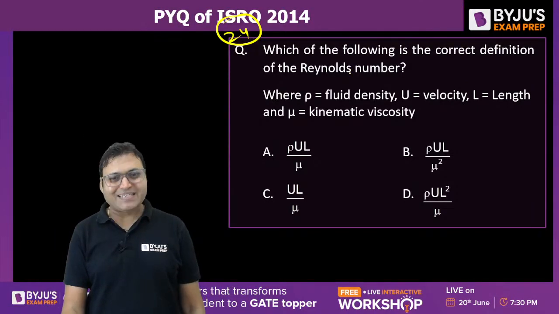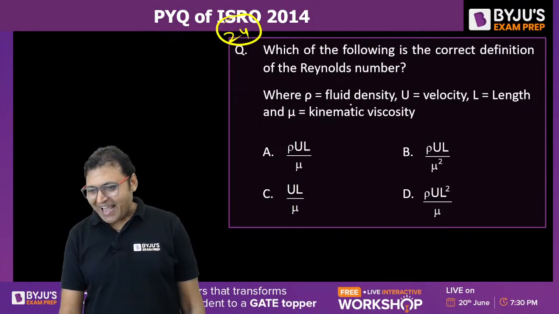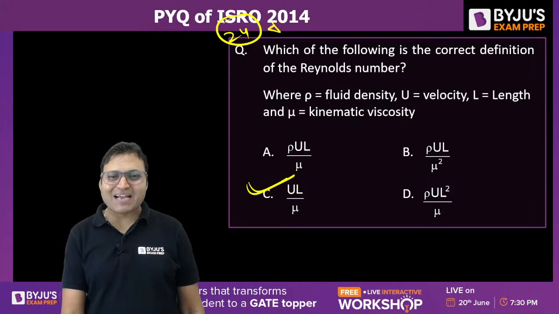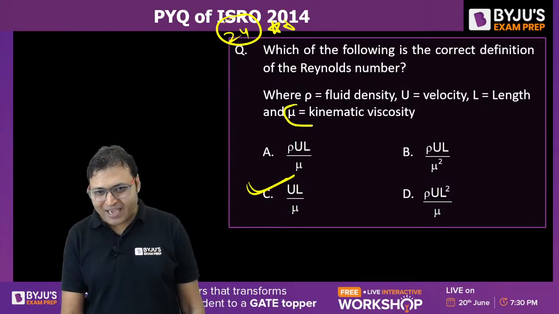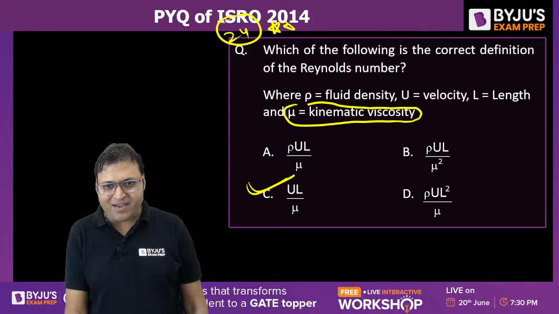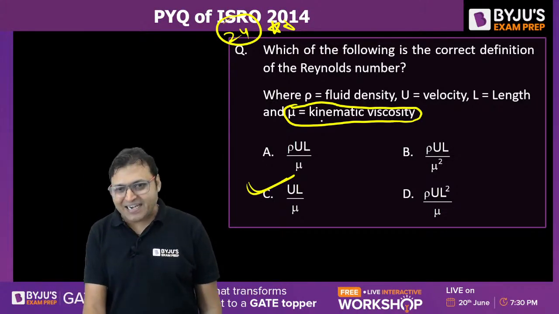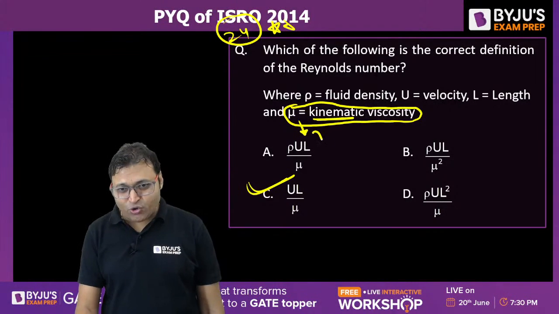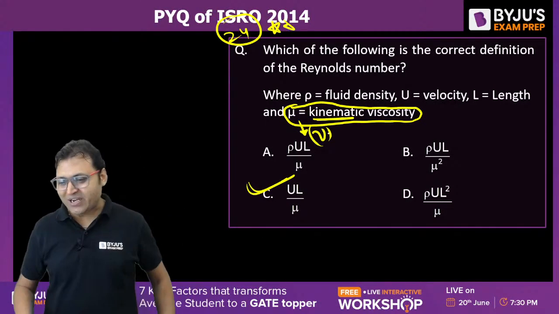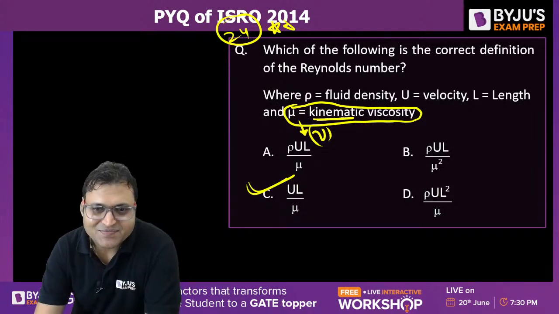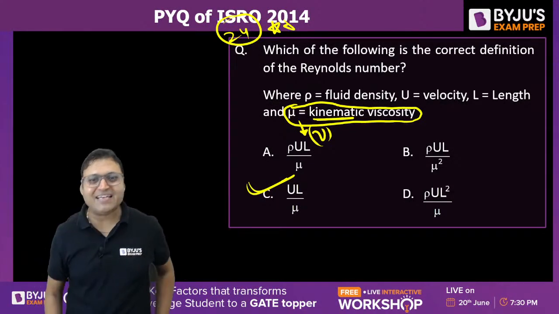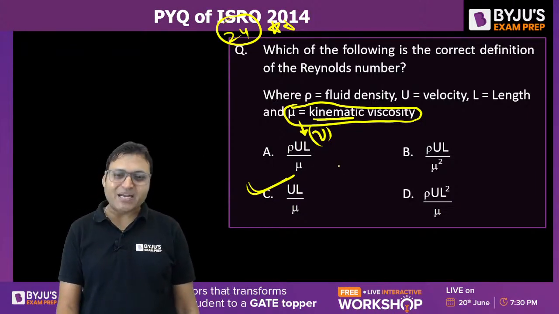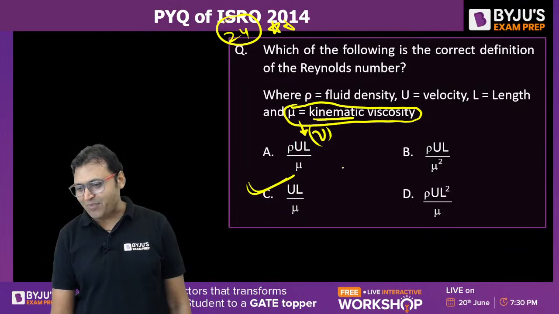So what is the answer to this question? Isn't it option C? That is where people commit mistakes. Look, mu is given as kinematic viscosity. So mu is actually nu. We use the notation, and notation can be anything. It can be mu or nu. But if they are mentioning it as kinematic viscosity, then your answer will be option C.